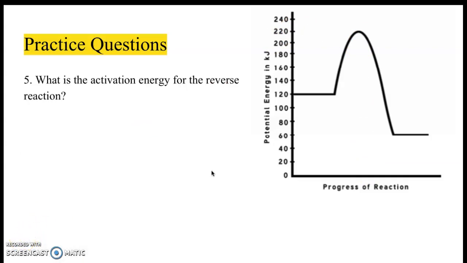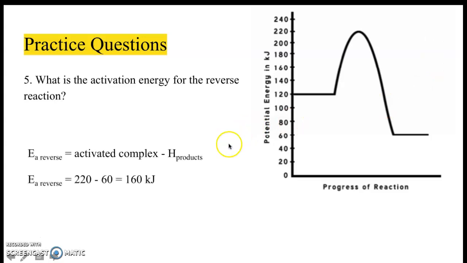And here is our last practice question. What is the activation energy for the reverse reaction? So again, we can read this going forward and we can read it going backwards. Our reverse activation energy is going to be between our products line and the very top of our hump. So if we solve for that, activated complex minus H products is about 220 kilojoules minus 60 kilojoules, which is 160 kilojoules of energy required for the reverse reaction to occur.